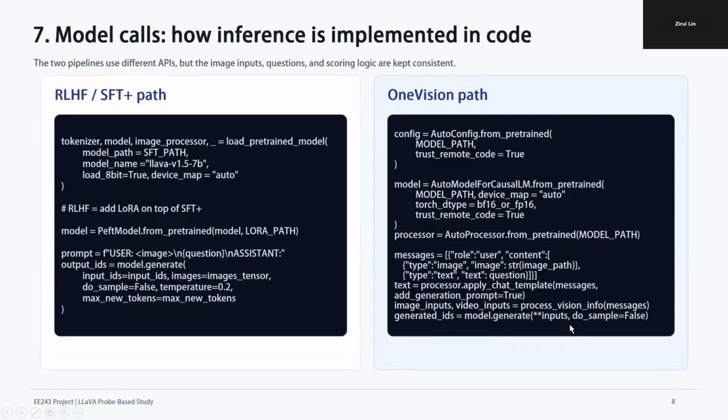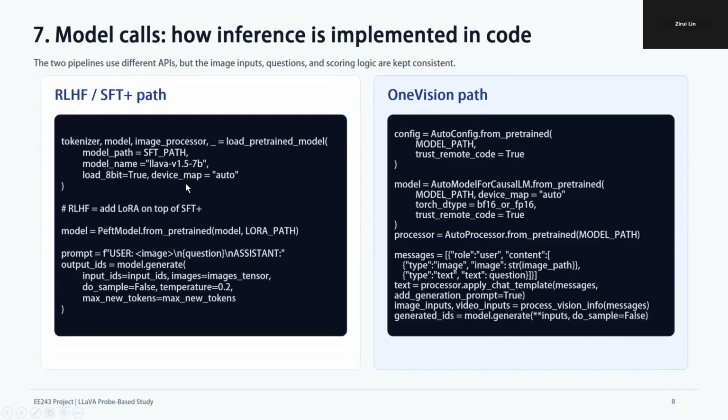This slide shows how inference is implemented. For SFT Plus and RLHF, the code calls load_pretrained_model from the LLaVA codebase. The SFT Plus model is loaded with the SFT path, model name LLaVA version 1.5 7B, load_in_8bit equals true, and device_map equals auto.